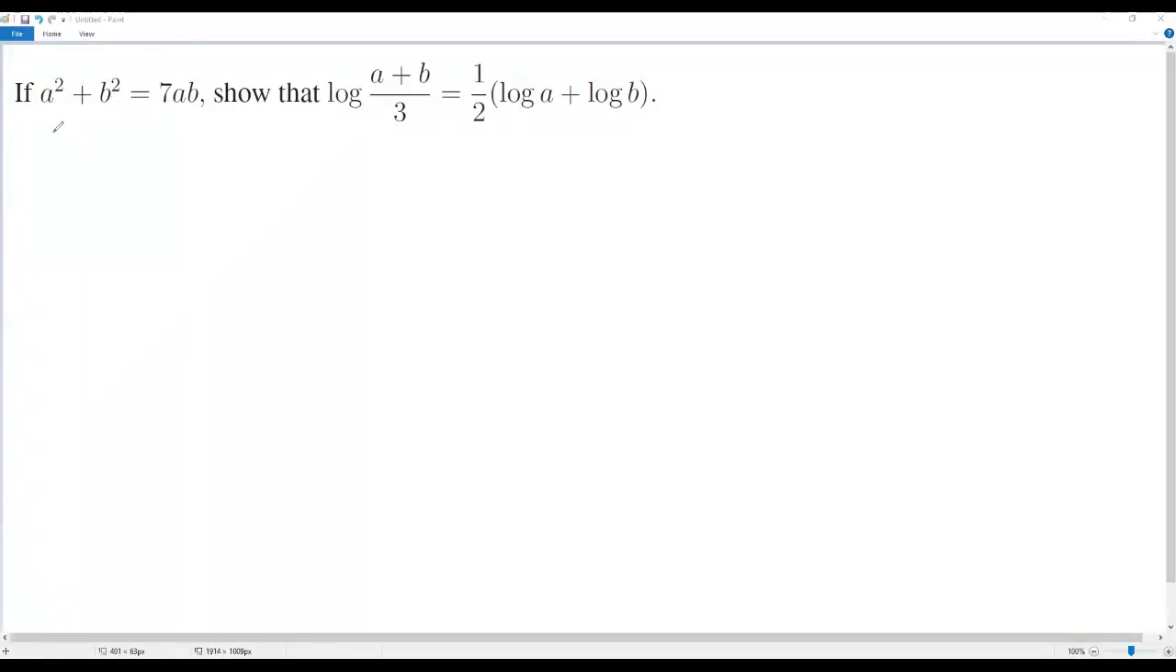Here we have a pre-calculus problem. Okay, let's go to the question. If a square plus b square equals 7ab, show that log of (a plus b) over 3 equals 1 over 2 times (log a plus log b).